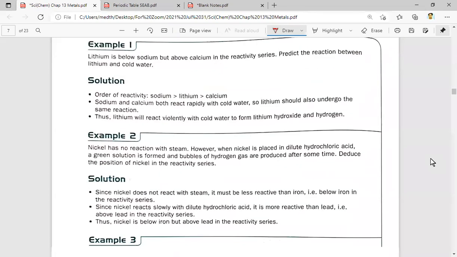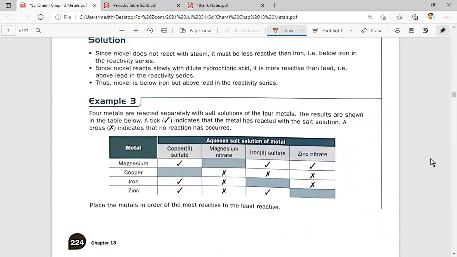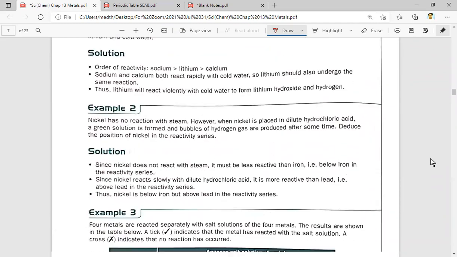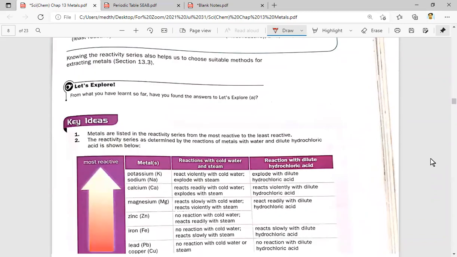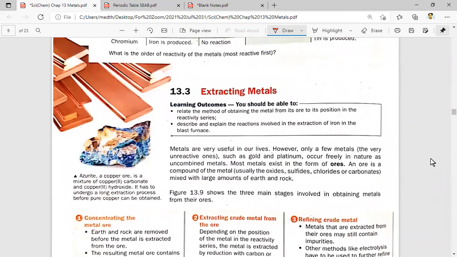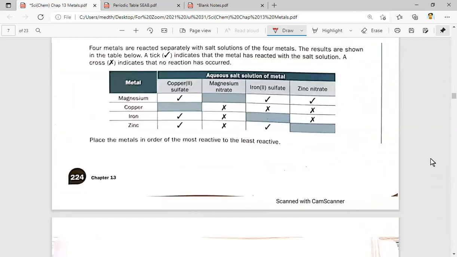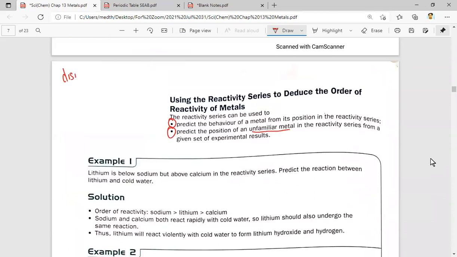So let's look at some examples here. I want to look at example 3 because this is very common. Now, for you to be able to do all this, I realize there's one reaction that's not listed here. So let me write this down. Now, this is what we call the displacement reaction.